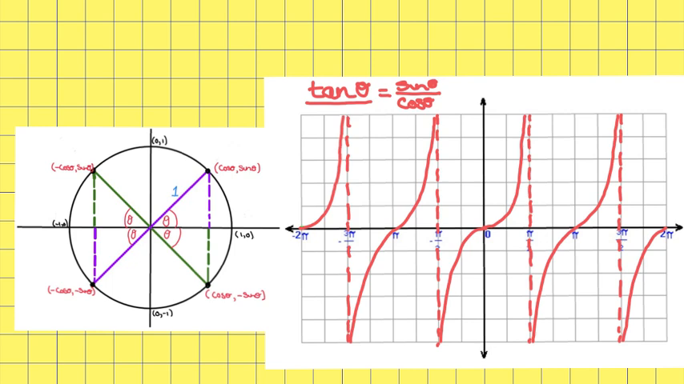Tan theta is also periodic and its period is different to the other two. The period for tan theta is 180 degrees or pi degrees, no matter where you choose to find one period, it is always 180 degrees or pi degrees.